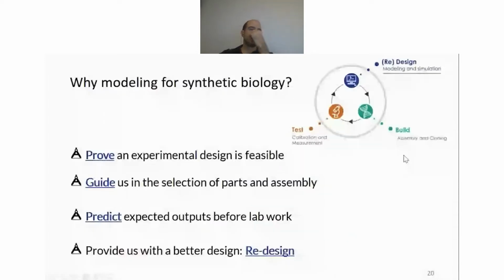So, why is it important to model? When we put modeling in this cycle, what it allows us is to prove that an experimental design is feasible. Also, it can guide us in the selection of parts and assembly. We will see a bit of this. We will be able to predict the expected output of our circuit before going to the lab. That one is important also. And when we cycle back, it will provide us maybe with a better design that we didn't think of in the first place. We will be able to redesign our original design.